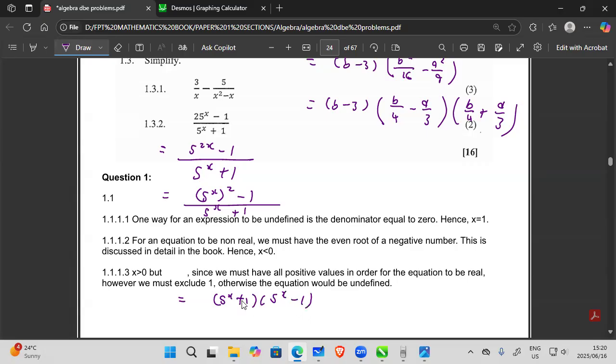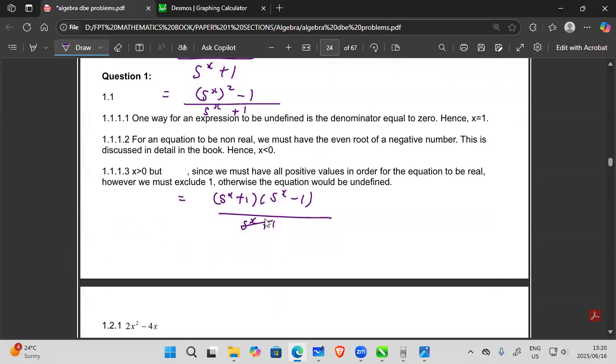Do the distribution, do the checking, and see that this is in the simplest form, over 5 to the power x plus 1. And then the 5 to the power x plus 1 in the numerator and denominator will cancel. So we're left with 5 to the power x minus 1. If you've been paying attention, this is a fraction. The denominator cannot be equal to 0, but the denominator will never be 0 because we've got an asymptote of y is equal to 1, isn't it?